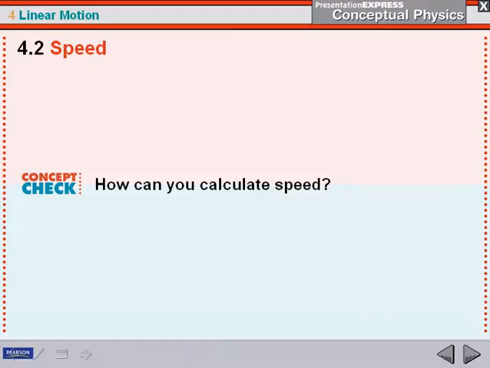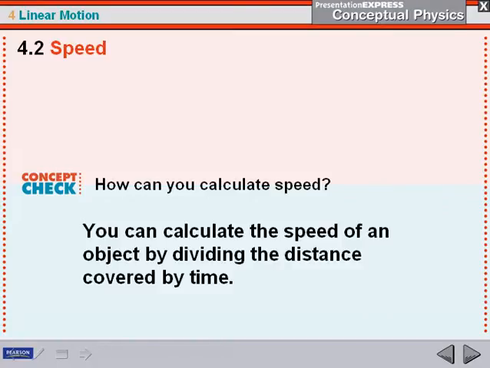So, how can you calculate speed? The way you can calculate speed is by dividing the distance covered by the time.